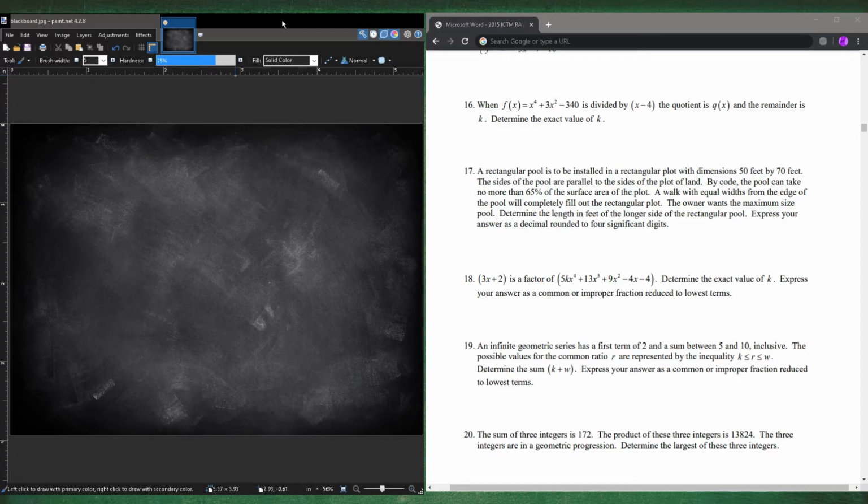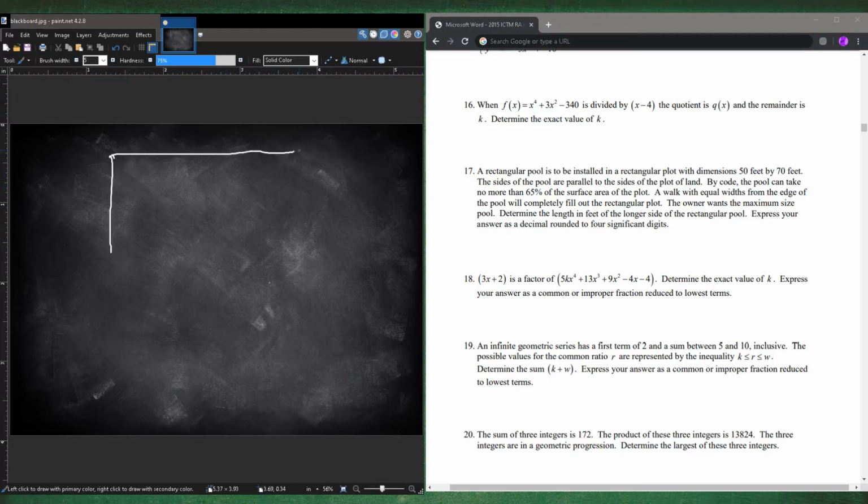Okay, question 17. A rectangular pool is to be installed in a rectangular plot with dimensions 50 feet by 70 feet. The sides of the pool are parallel to the sides of the plot of land. By code, the pool can take no more than 65% of the surface area of the plot. A walk of equal width from the edge of the pool will fill out the rectangular plot. The owner wants a maximum size pool, and then you have to find the length of the longer side.